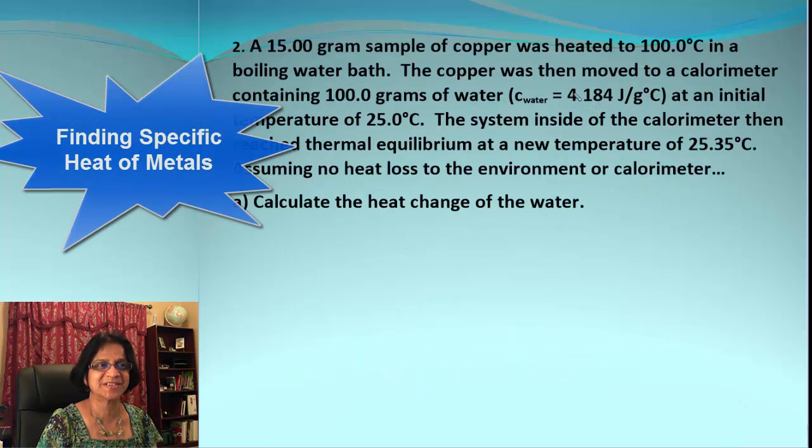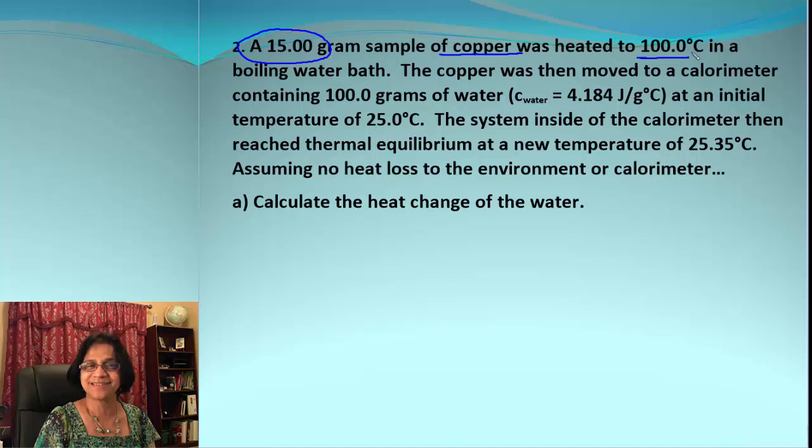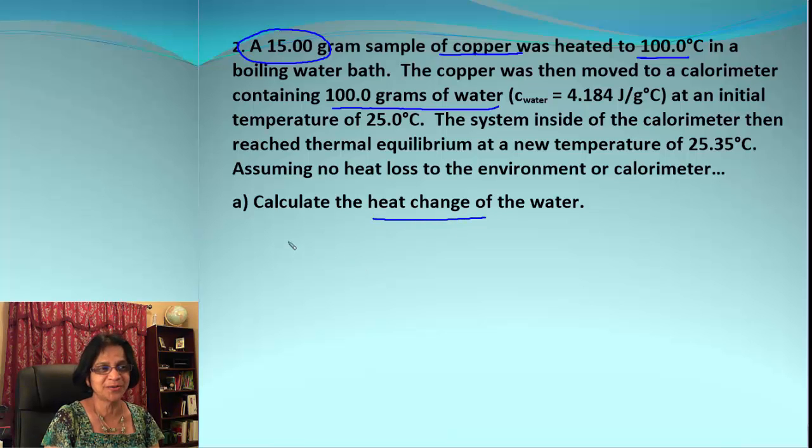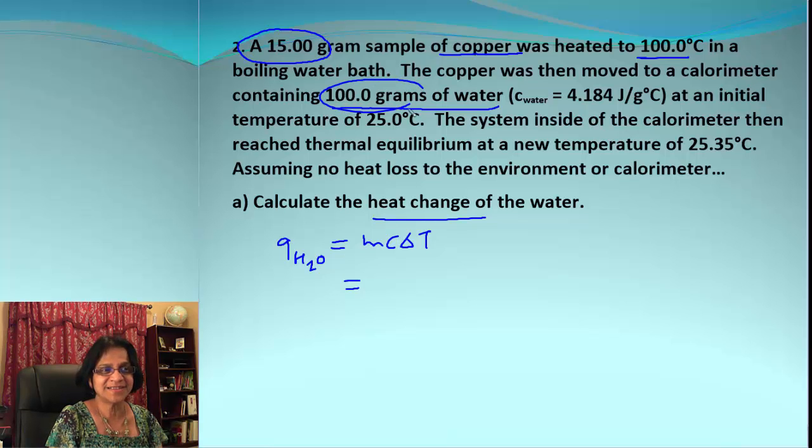Now here is an interesting problem. We are actually heating 15 grams of copper sample to 100 degrees, and then we are dropping that into water, and we measure the temperatures initial and final. So let's find out first the heat change for water, and we know the formula by this time, m c delta T. What is the mass of water over here? That is 100 grams.